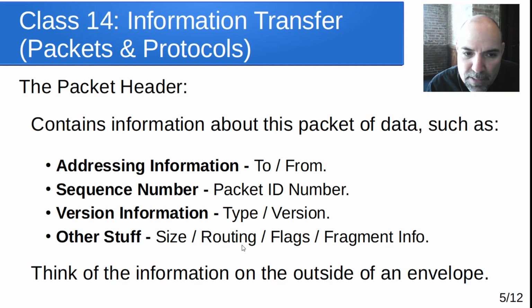Who's it coming from? Just like a return address and an address on an envelope. There also might be a sequence number associated with that says this is packet 1, this is packet 2, this is packet 3. So that way, if a large message gets divided up into smaller packets, you can make sure the order is correctly preserved and none of them were missed.